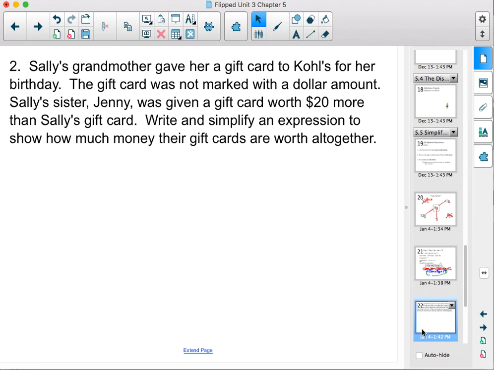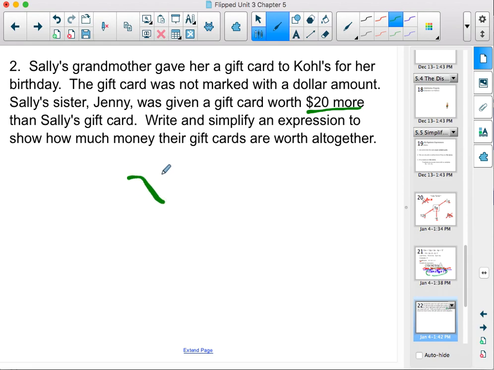Last one here, it says Sally's grandmother gave her a gift card to Kohl's for her birthday. The gift card was not marked with a dollar amount, so we have no idea how much money is on Sally's gift card. Sally's sister Jenny was given a gift card worth $20 more than Sally's card. So whatever Sally's card is, that means Jenny's is $20 more than that. It says to write and simplify an expression to show how much money their gift cards are worth all together. So, Sally's card, we have no idea how much it's worth, so I'm going to use X as a variable to represent that amount. That's Sally.